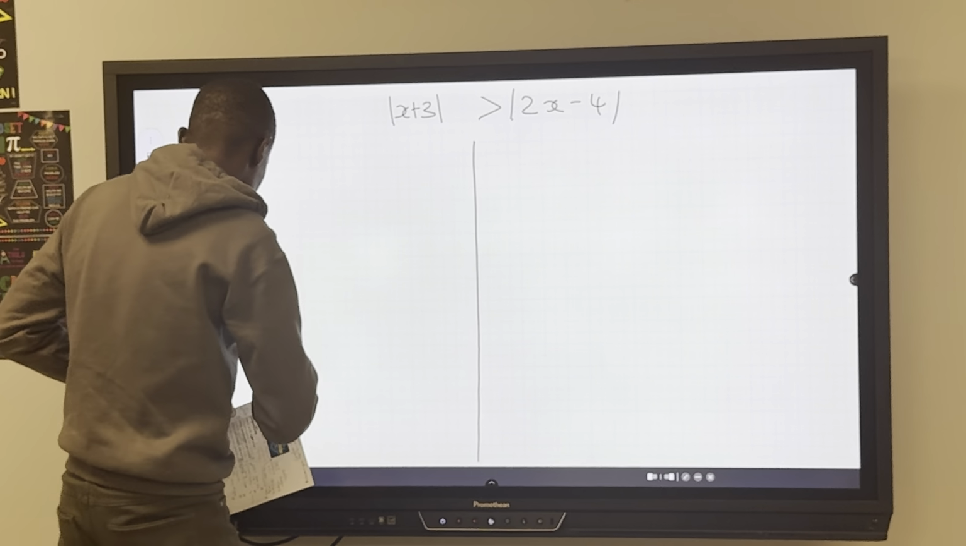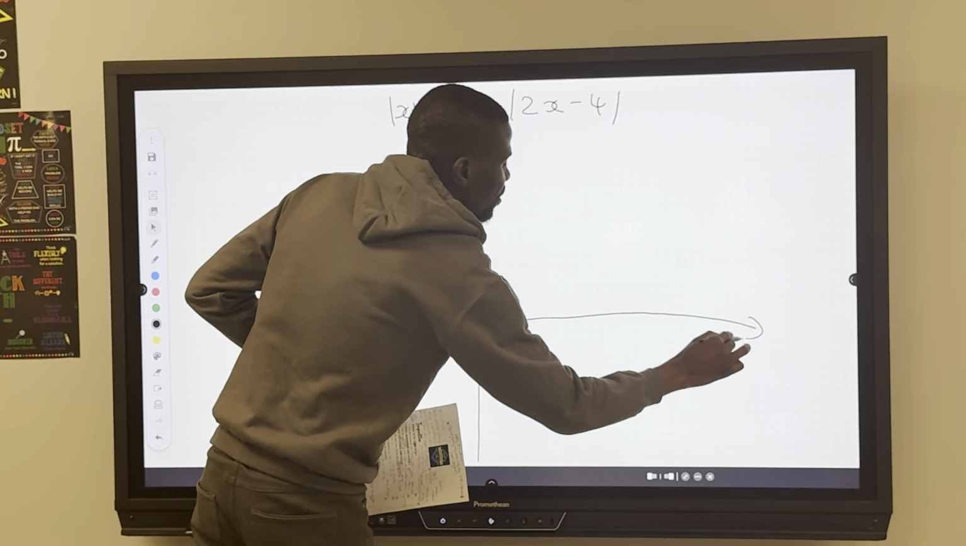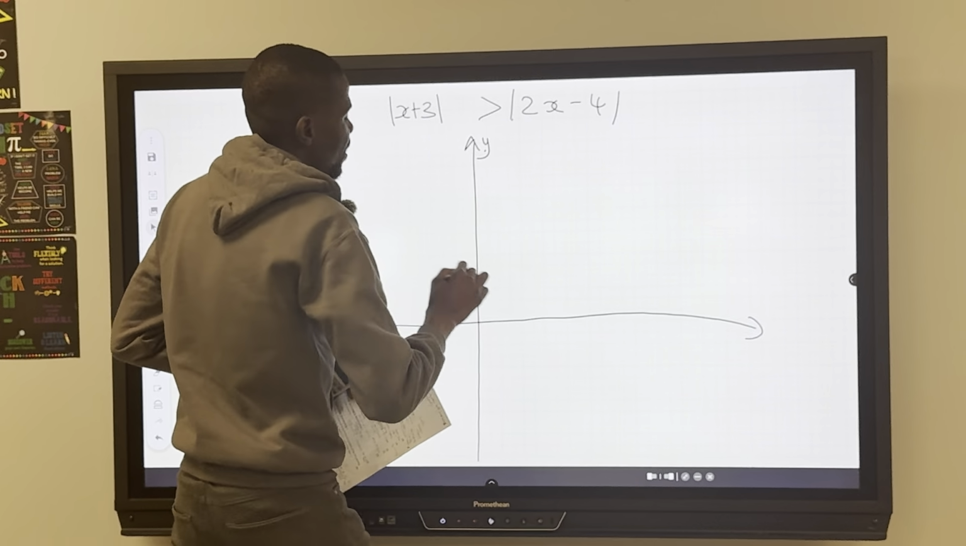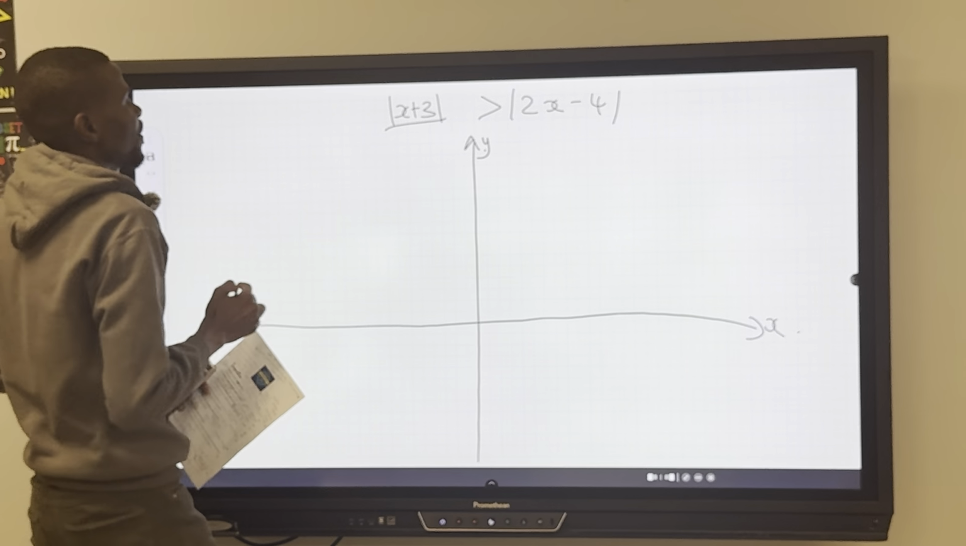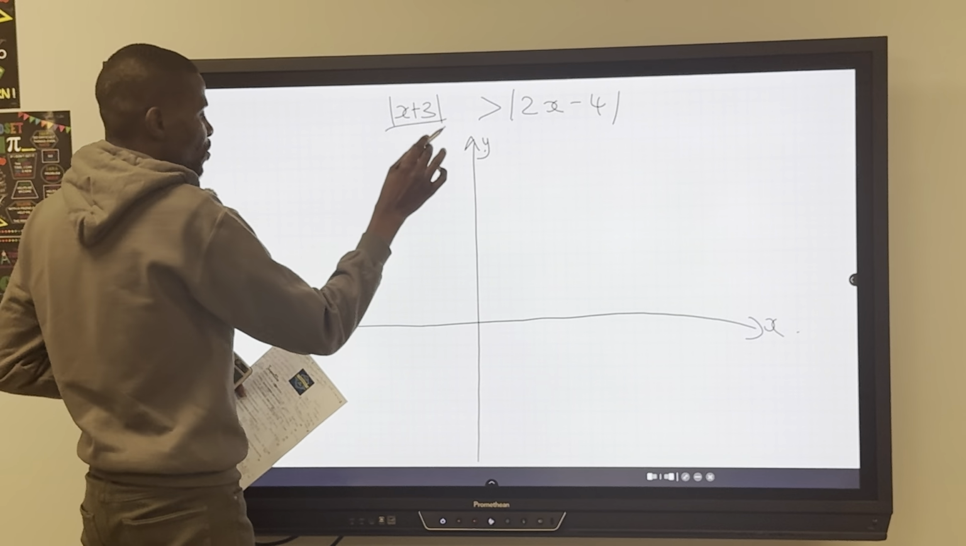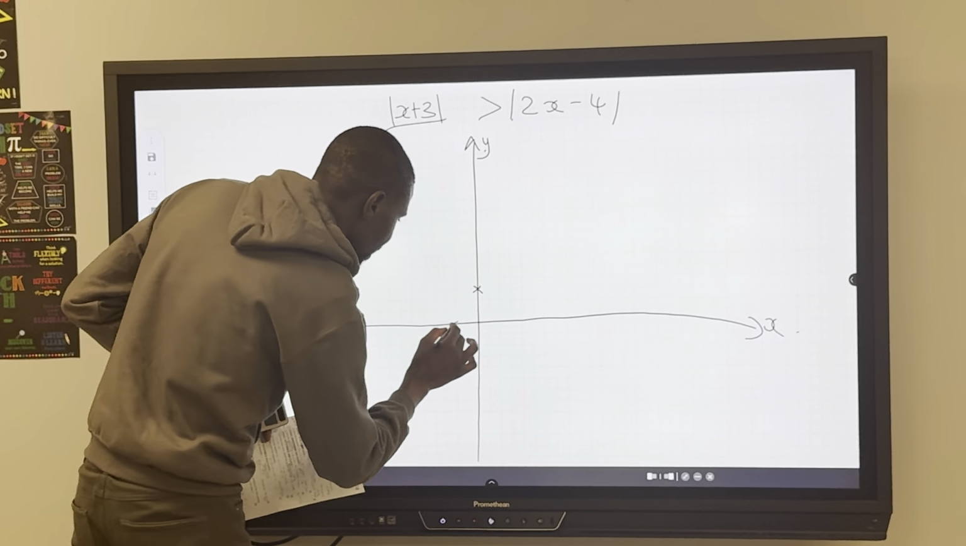So what we are going to do is sketch these functions. I'll try to use the scale here. I'll start with x plus 3. When x is 0, y is 3, so 1, 2, 3. When y is 0, x is negative 3.